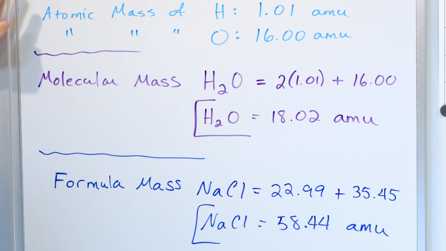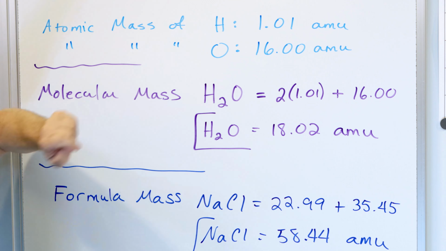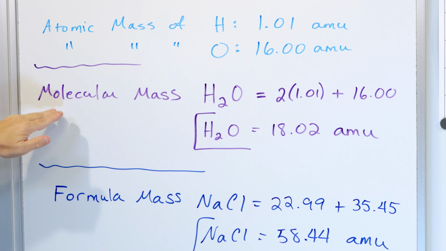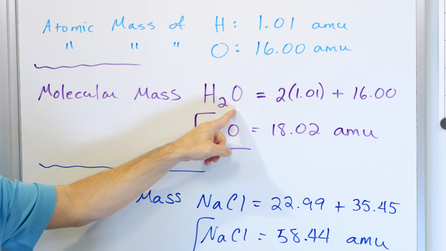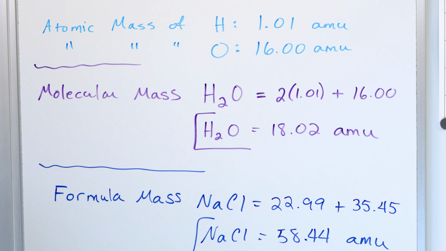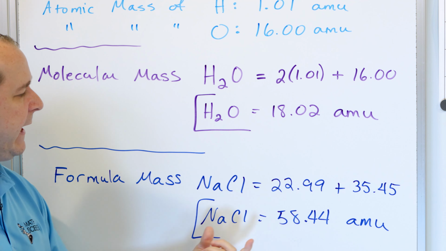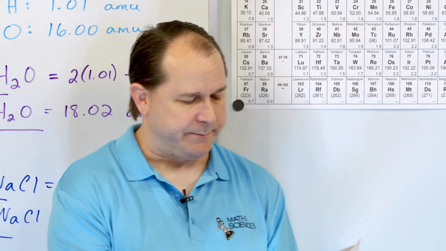So these different words mean something. Atomic mass, mass of an atom individually. Molecular mass, mass of any molecule, right? Which means covalently bonded to each other. Formula mass is metal plus nonmetal like this, and it forms an ionic compound.